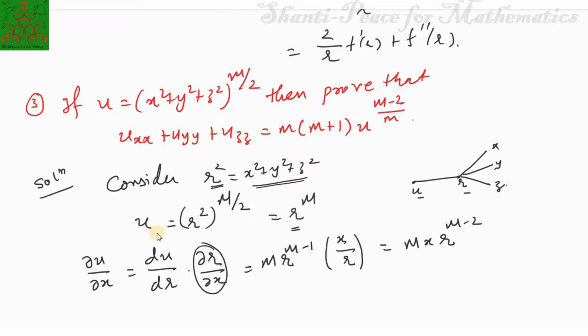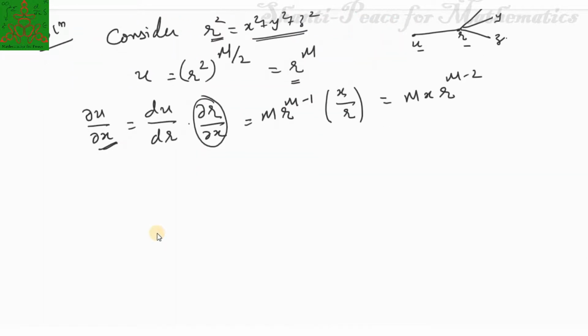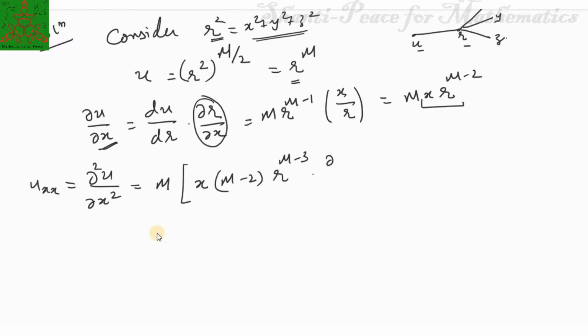Now the question is to find out uxx, that is the second order partial derivative. So here the first order partial derivatives are computed. So now the second order partial derivative, that is del square u by del x square, that is nothing but the uxx, which is equal to derivative of this with respect to x. So applying the product rule in these two terms, x as it is, the derivative of r raised to m minus 2, it is m minus 2 r raised to m minus 3 into del r by del x, plus r raised to m minus 2 as it is into derivative of x with respect to x is 1.